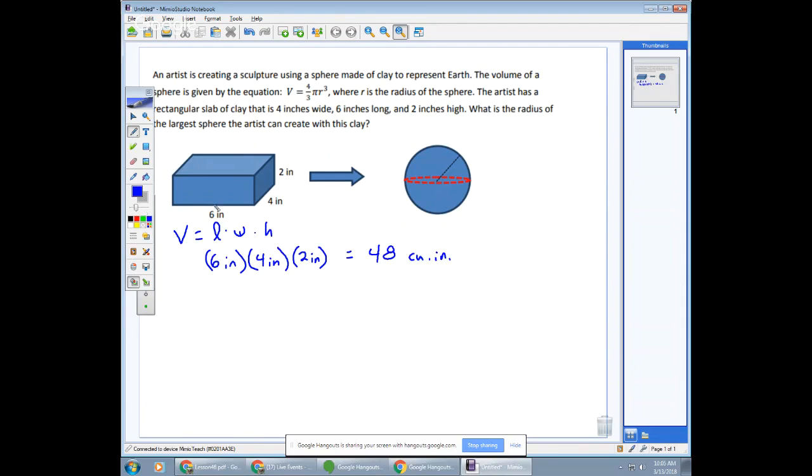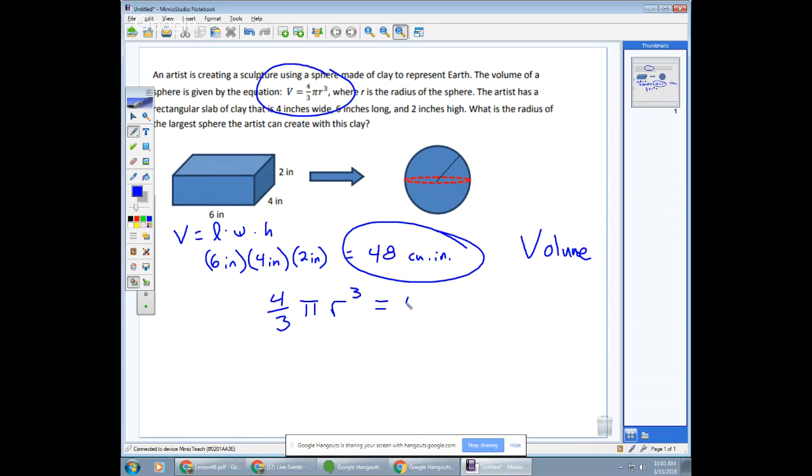So we want to know, if we make it into a ball, a sphere, how big is that sphere going to be? The bottom line is how much clay do we have to work with? That is the volume, whether we call it a ball or a block, a brick like that. So we just take our formula right there and set it equal to 48. So 4/3 pi r cubed has to equal 48, because that's how much clay we have to work with.